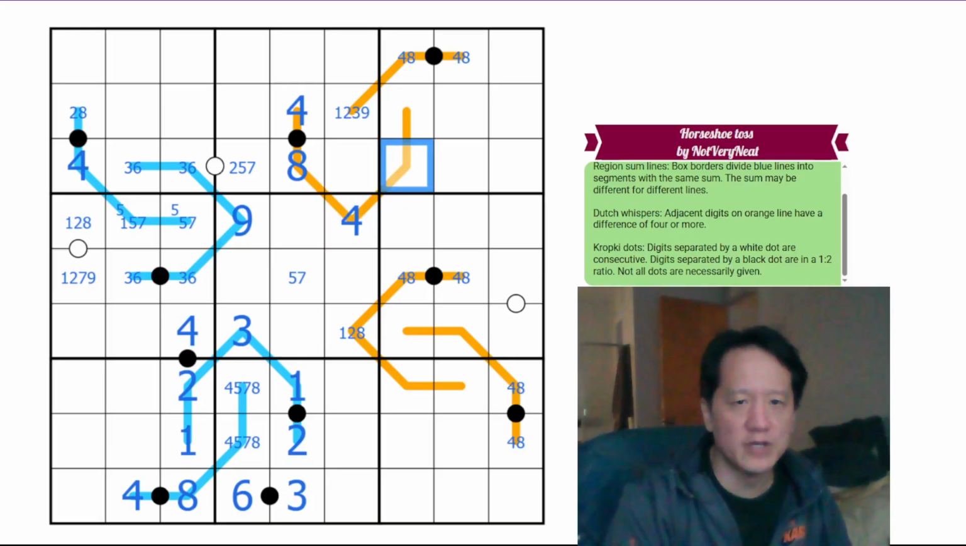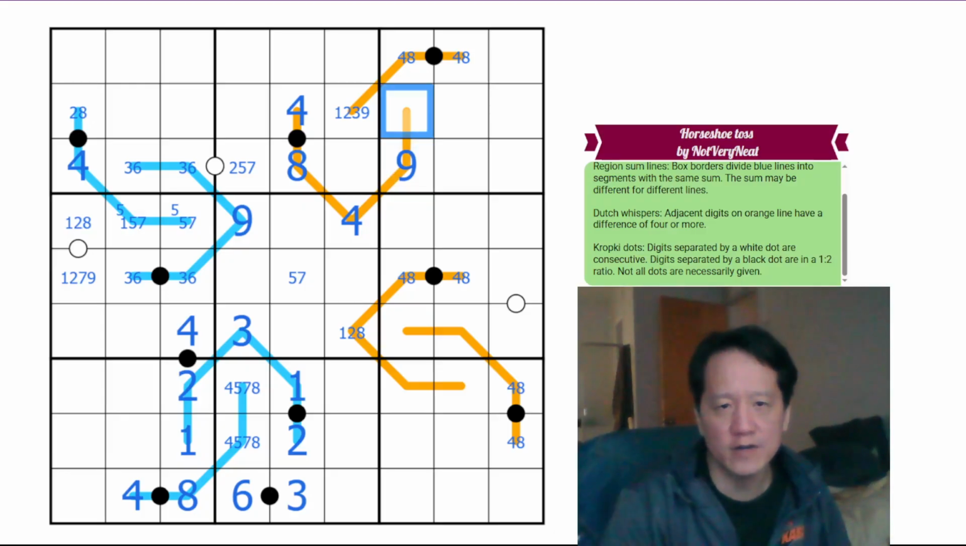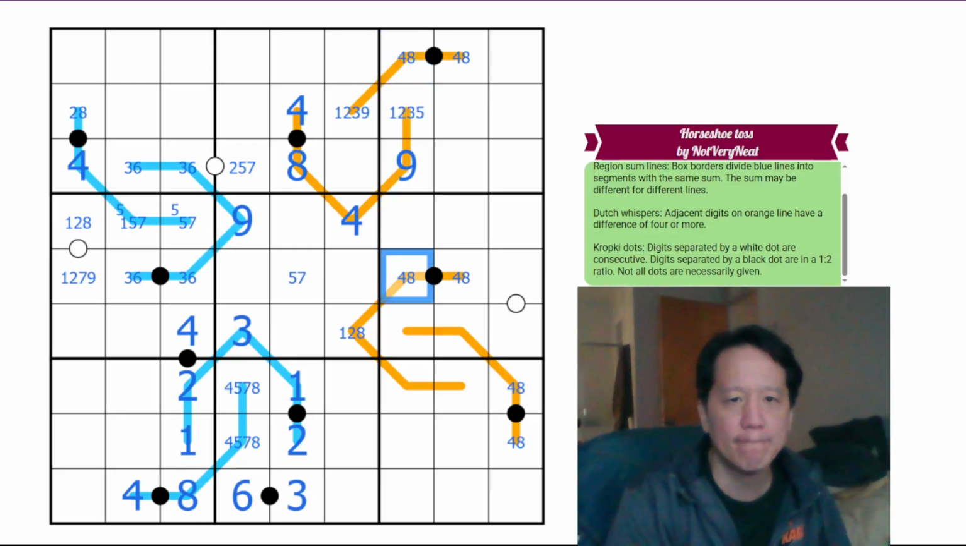4 can only be next to 8 or 9 on a whisper 4 line, so this can't be 8 because of 8 in the row, so this is 9, which can be next to 1 through 5 on a whisper 4 line. Can't be 4 because of the 4, 8 pair in the column.